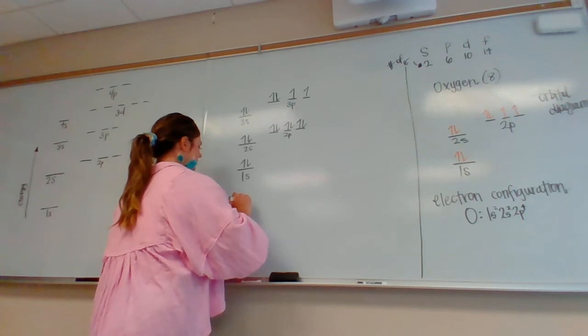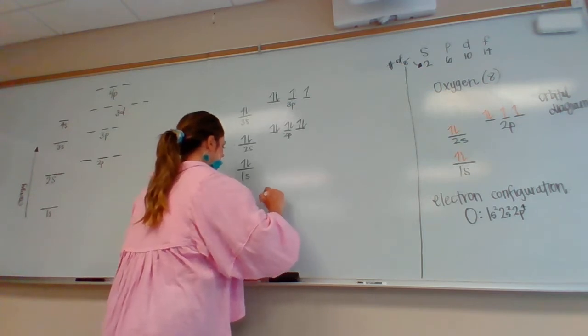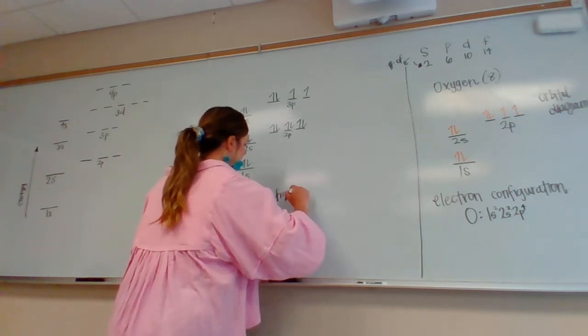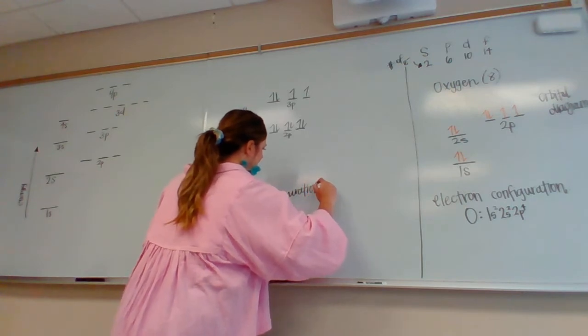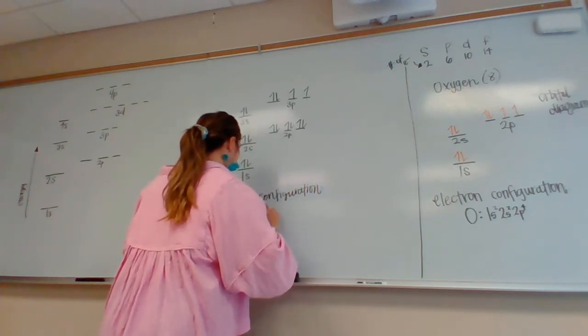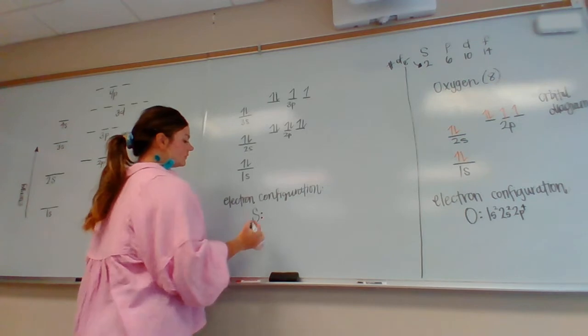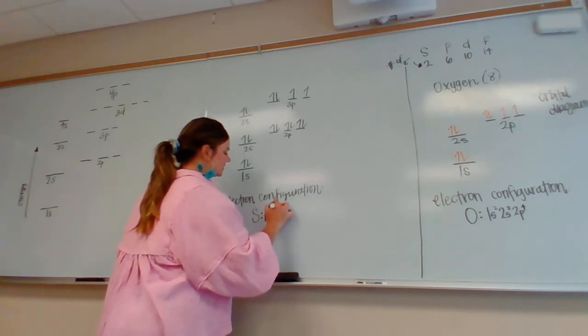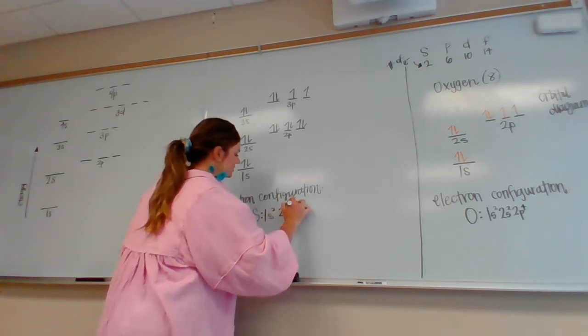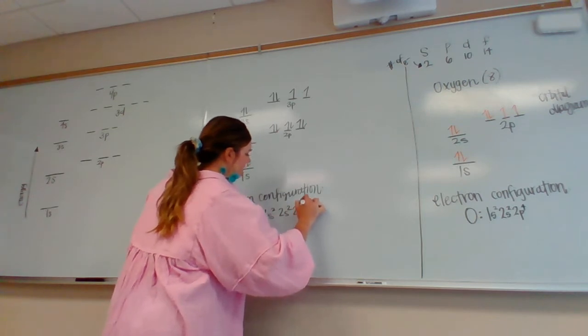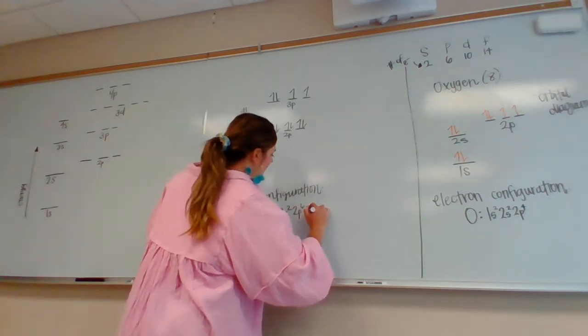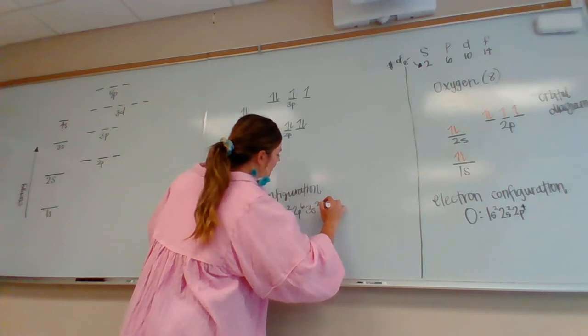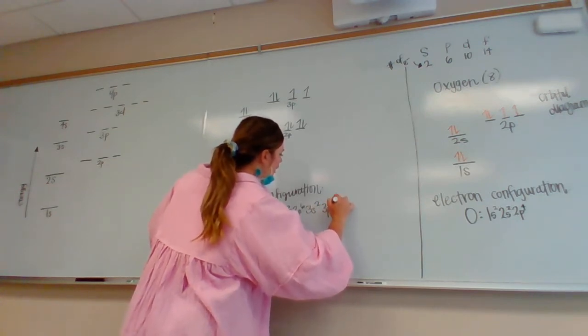Okay, so my electron configuration then would be sulfur: 1s2, 2s2, 2p6, 3s2, 3p4.